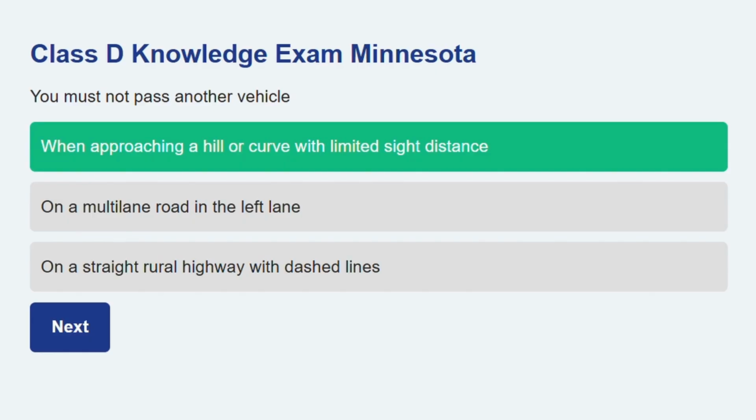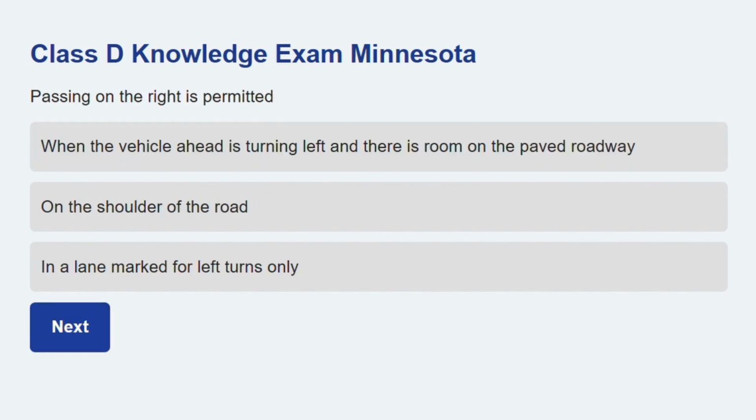When approaching a hill or curve with limited sight distance. You need clear visibility of oncoming traffic to pass safely, and these situations don't provide adequate sight lines. Continuing on. Passing on the right is permitted?